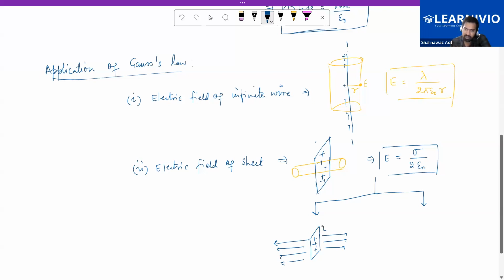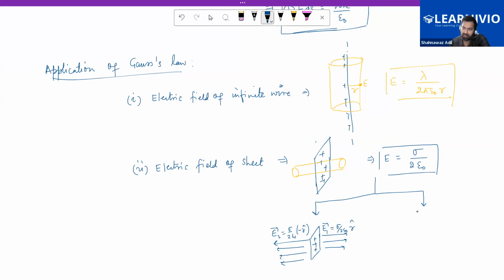Right. So this is, let's say, E1, which is sigma by 2 epsilon naught r hat. And this would be E2. This is sigma by 2 epsilon naught minus r hat. So the electric field would be in different directions, on the right-hand side and on the left-hand side.